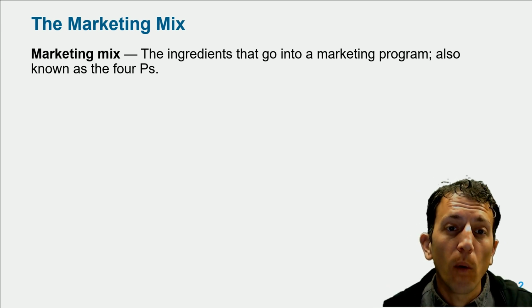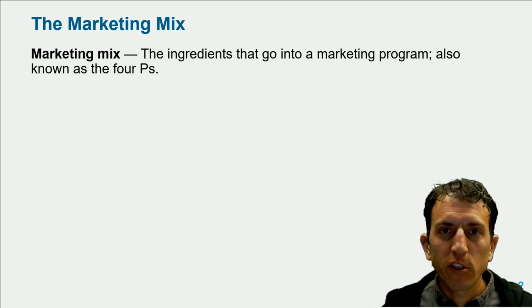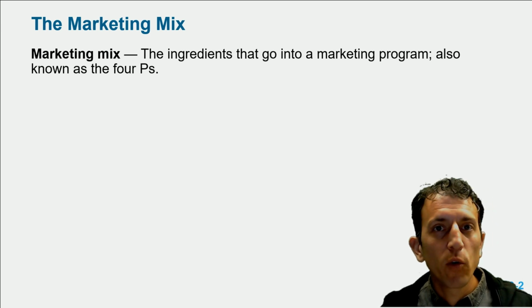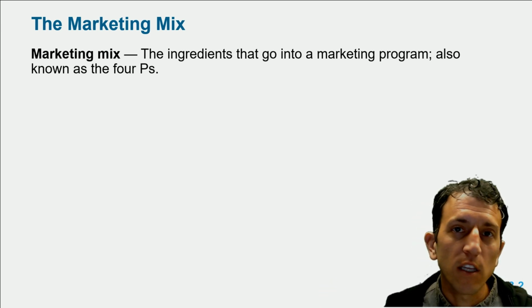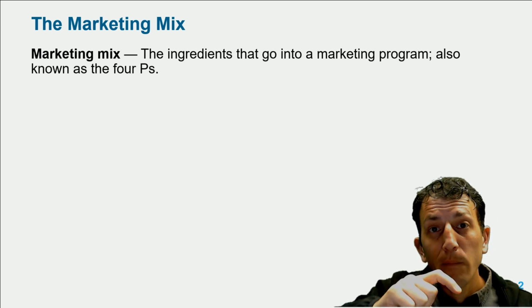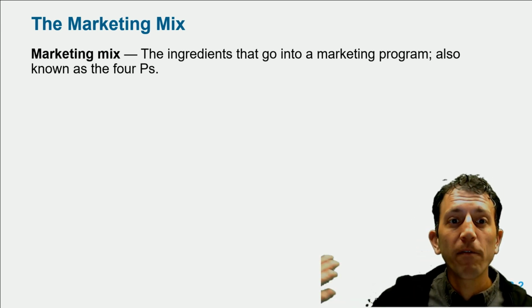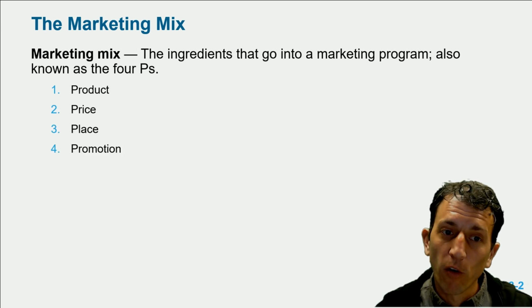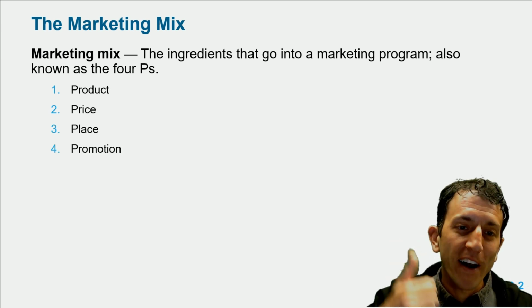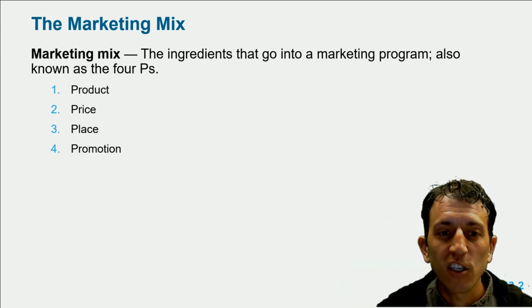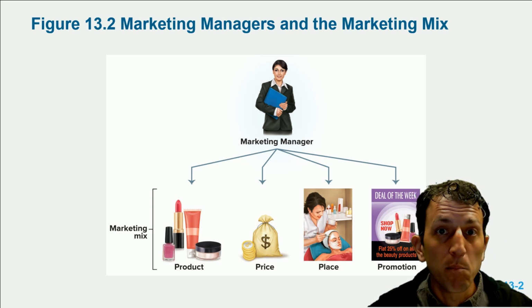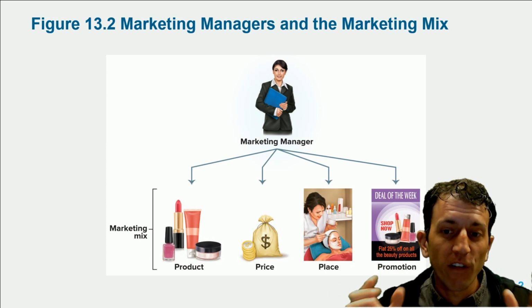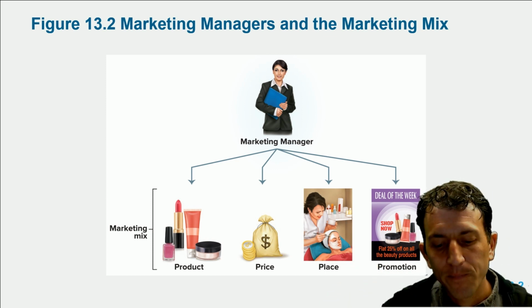Okay. Something fundamental you should know about marketing: if you were to ever apply for a marketing job, this could be an interview question. They'll say, what is the marketing mix? And the marketing mix is actually just another word for the 4 Ps. If you're wondering what the 4 Ps are, there you go. Product, price, place, promotion. Let's break those down. As a marketing manager, you're in charge of all 4 of these aspects of marketing.